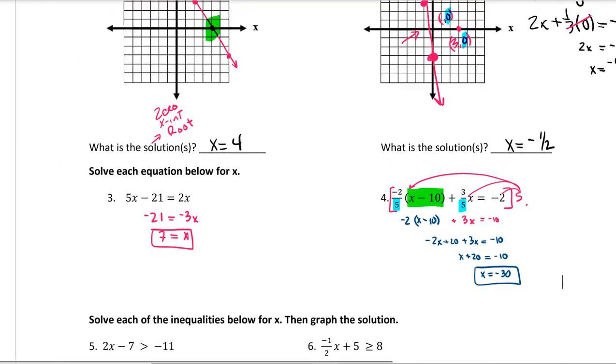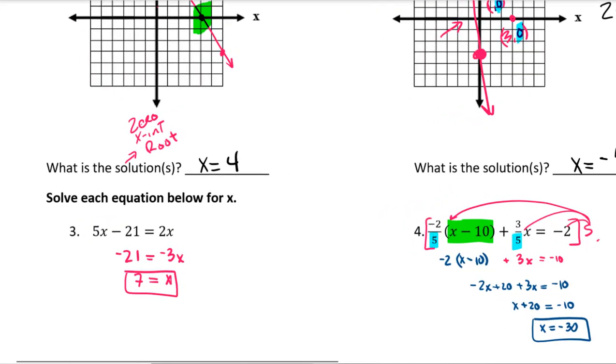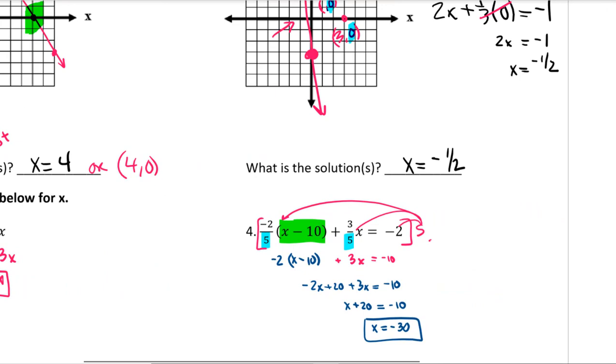All right, so there's the first 4 problems. Now the solutions, let me go back to that for a second. Sometimes you may see the solutions written as a coordinate. So sometimes you'll put x equals 4. Other times you might see it written as (4, 0), because that is where the x-intercept is at. Same thing, there's -1/2. You might see that written as (-1/2, 0). So that would be a solution for this type of problem.